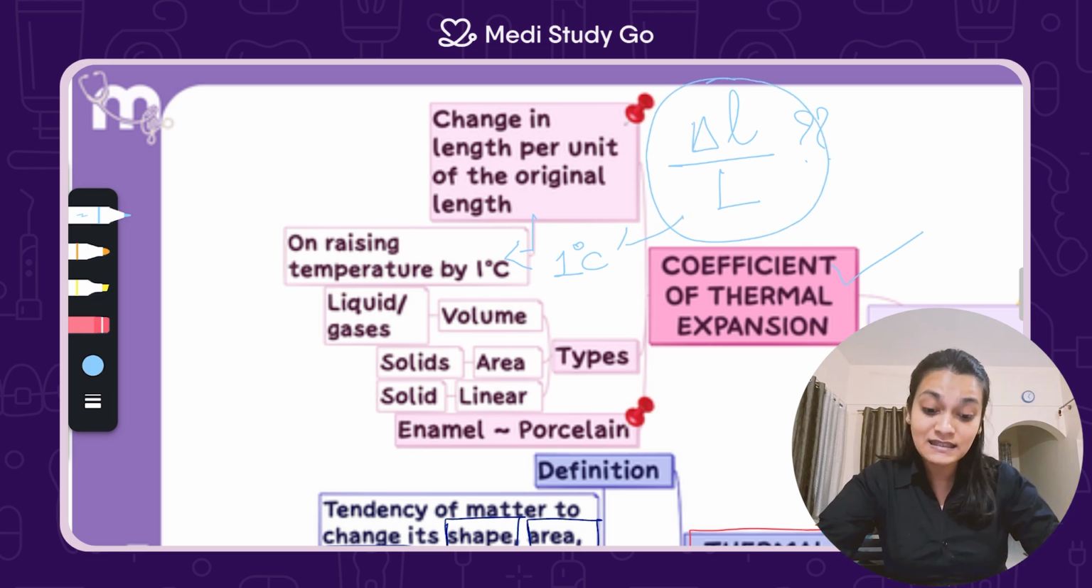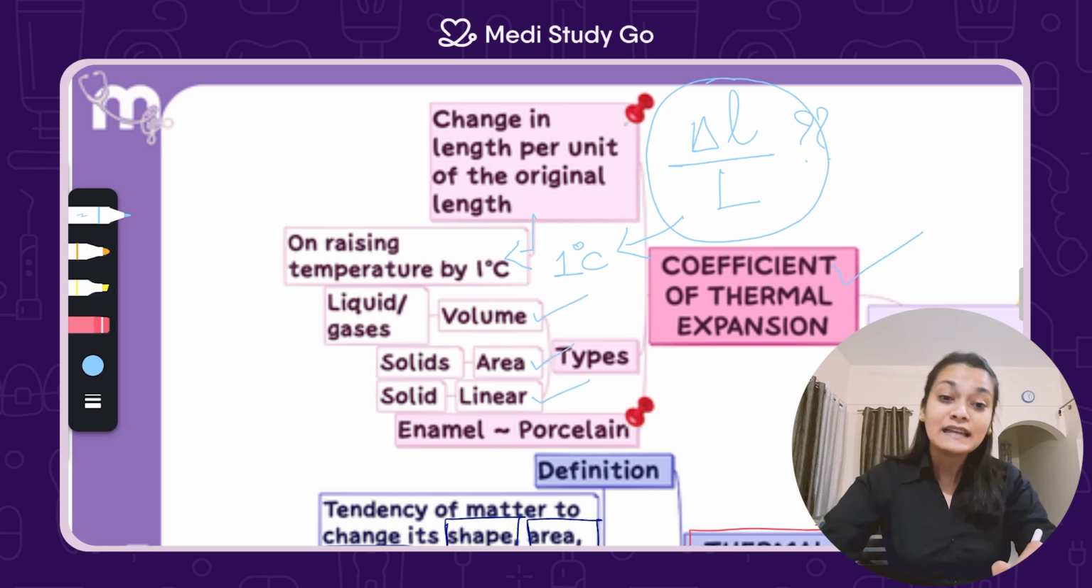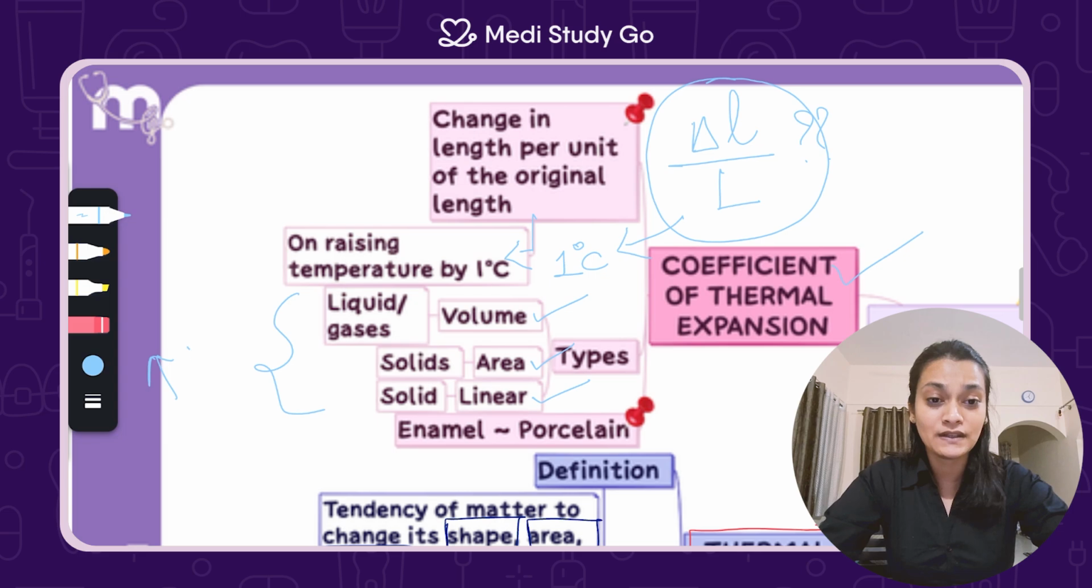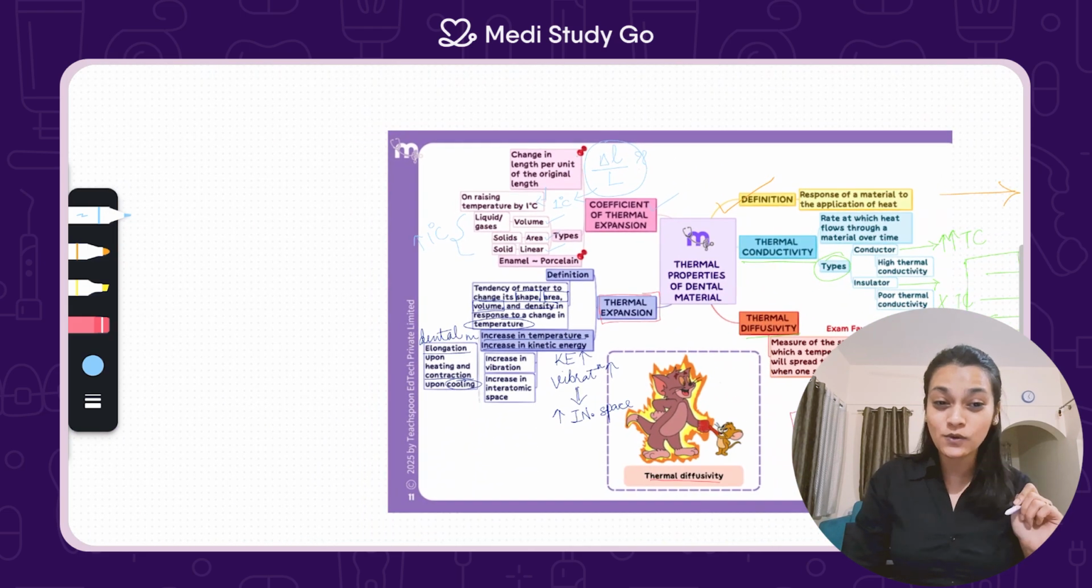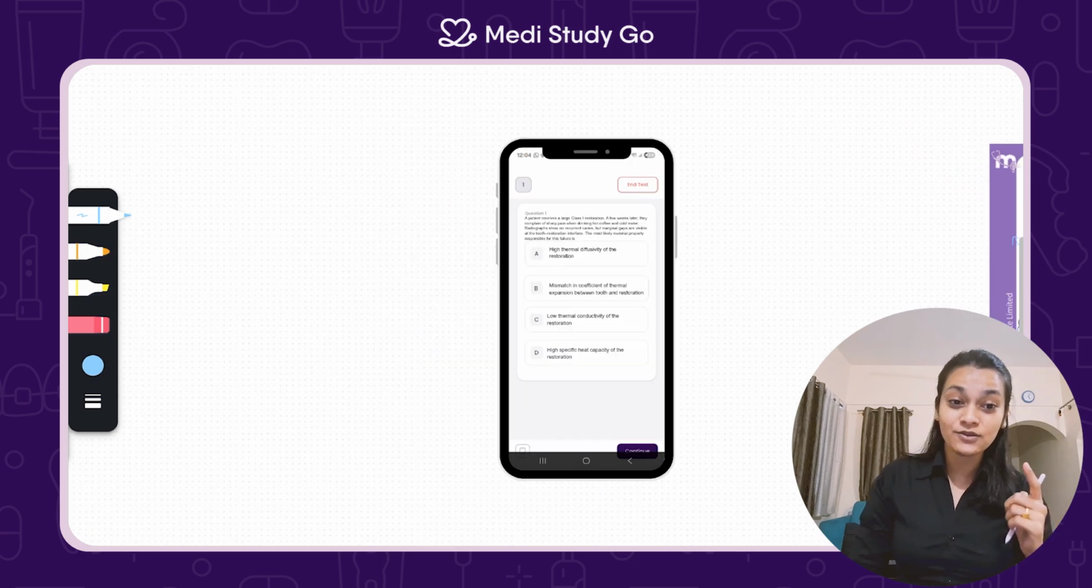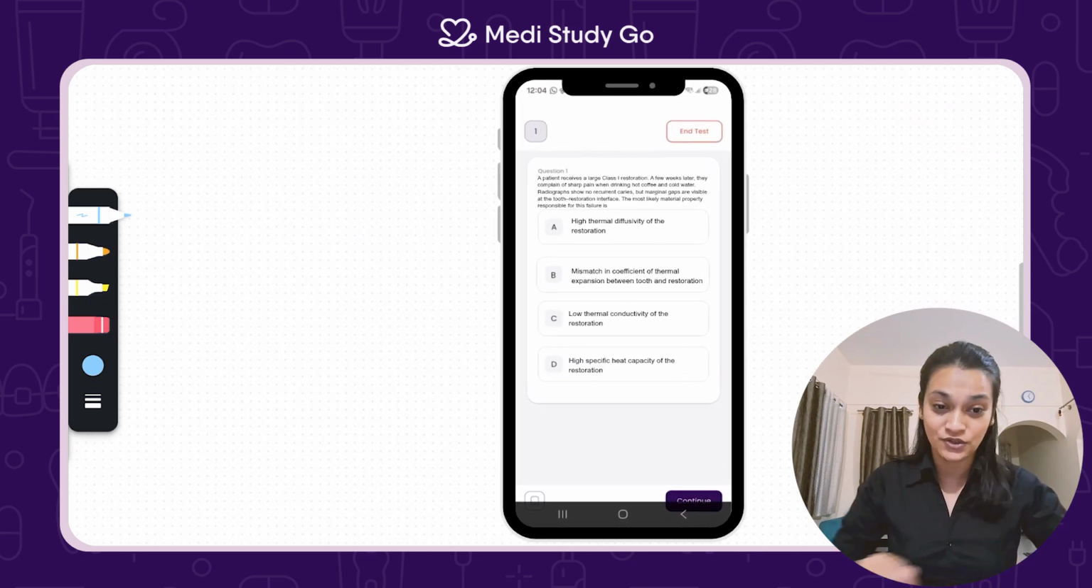Now, there are various types: linear, areal, and volumetric. Linear is seen in solids, while volumetric is seen in liquids and gases. One of the classic examples is enamel having the same coefficient of thermal expansion as that of porcelain. This is important from the exam point of view, so please note it down, and also do not forget to revise the topic that has been pinned.